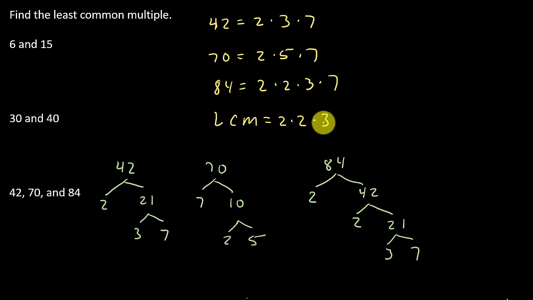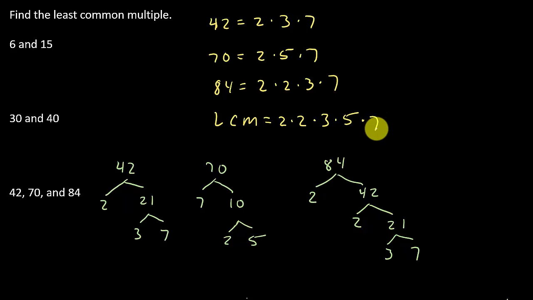Then we look at the next different factor. Well, we could do the 7. I just usually go in numerical order. You don't have to, but that's just what I do. So let's look at the 5. So the 5 here, it appears once. Up here it appears 0, and with the 84 it appears 0. So the most it appears in one of them is 1 time, and so we use it 1 time. And then we look at the 7. Here the 7 appears once, here it appears once, and here it appears once. So the most it appears in one of them is 1 time, so we use it 1 time.